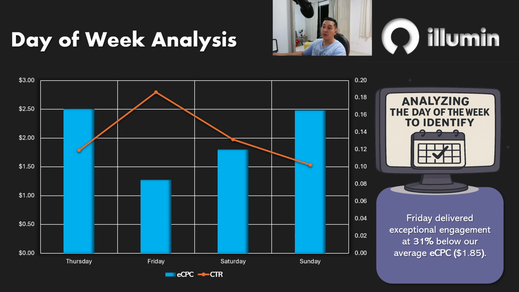Good. So this slide, as you can see here, translates our daily findings into a practical bidding strategy. I recommend implementing day parting with a 15% bid increase on Fridays and a 20% reduction on Sundays. As you can see here, we had the highest click-through rate on Friday, and the lowest effective cost per click on Friday, and vice versa on Sunday, the lowest click-through rate and the highest effective cost per click.